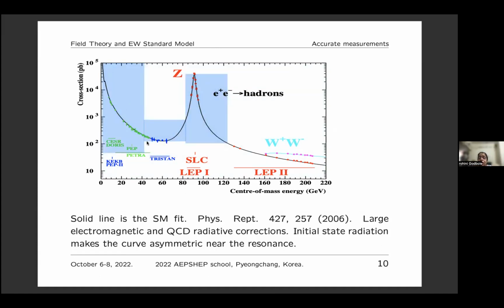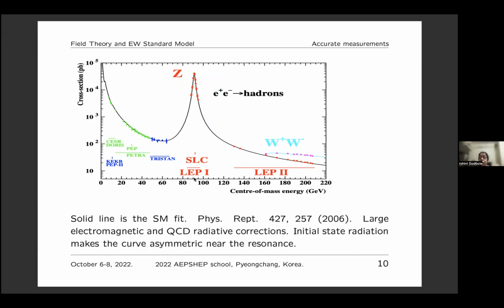And now you see that this entire e+ e- going to hadrons cross section, all the way up to the left, to these energies, is completely described by this solid line, which is the standard model fit. That means you keep the parameters of the standard model, which are only a few, as you remember: G mu, alpha, and sine square theta W.